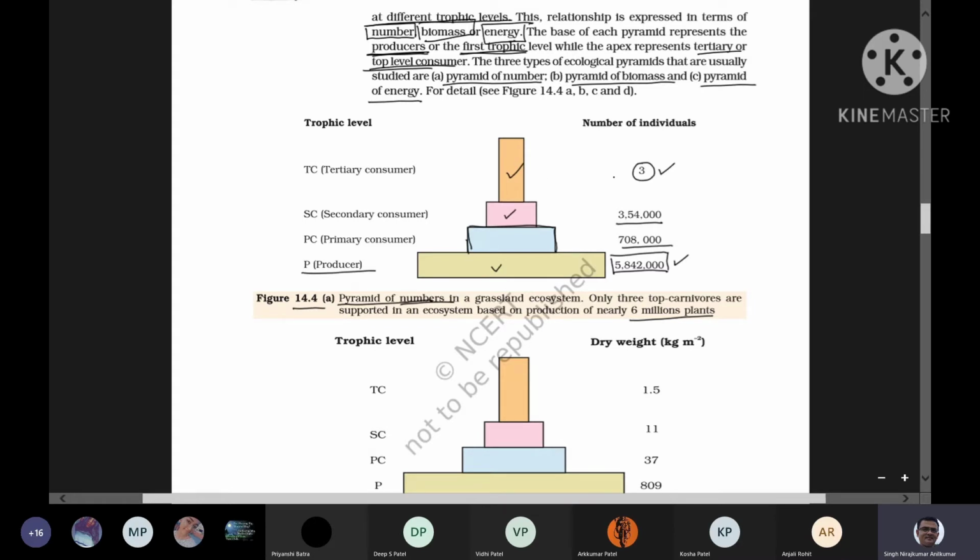So this kind of pyramid is called an upright pyramid, right? This is called an upright pyramid.